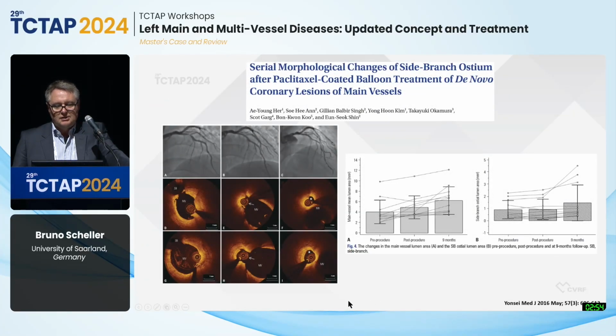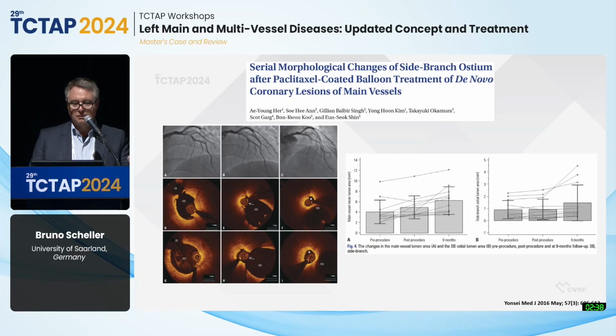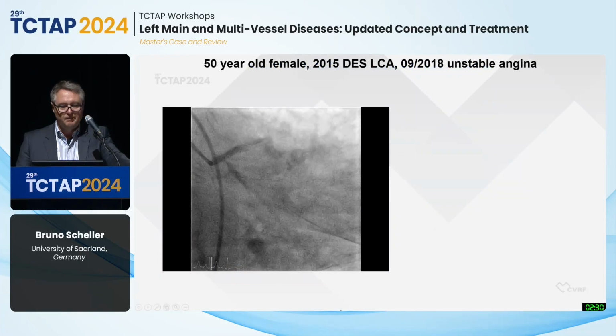The last case is something which I think is a very interesting feature of drug-coated balloons. This is also work from Korea, from Professor Shin's group. They looked at the treatment of bifurcations with DCB if you only treat the main branch and leave alone the side branch. And what they could demonstrate is that you have an improvement of the origin of the side branch over time, even if it's not treated.